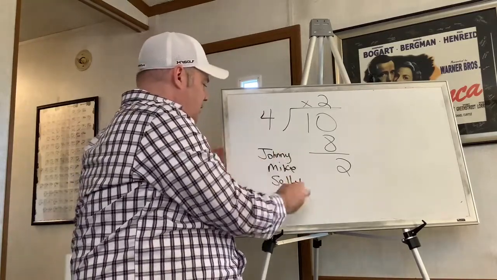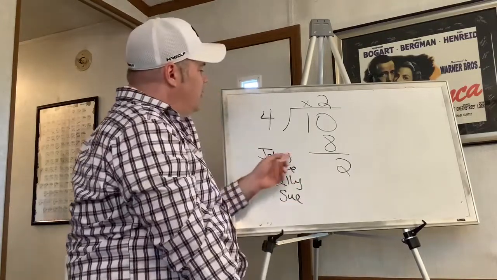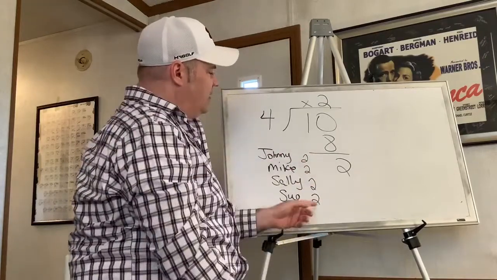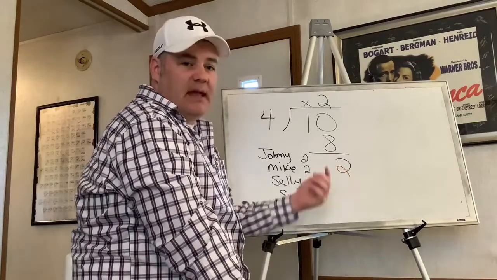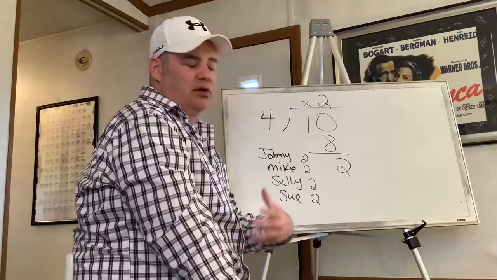Mike's, well, they're all, I guess, common names, and Sue. Okay? Well, if everybody got 2 cookies evenly, that'd be 8 cookies. I'd have enough for that. Well, then I'd have this remainder of 2 cookies. Now, in the real world, if I was doing this, those 2 cookies would be mine.